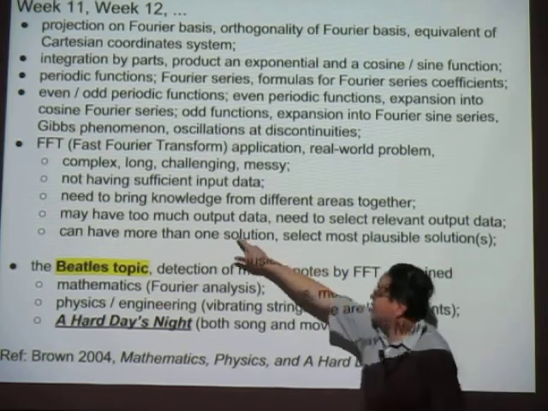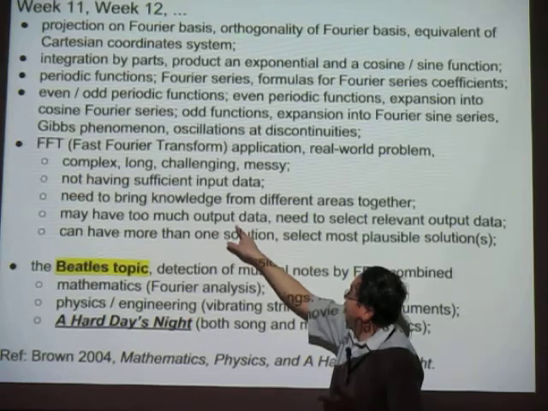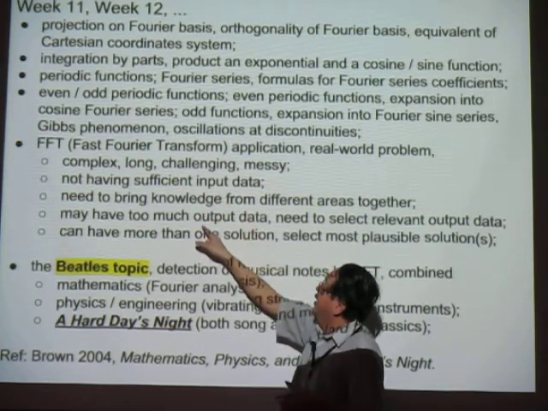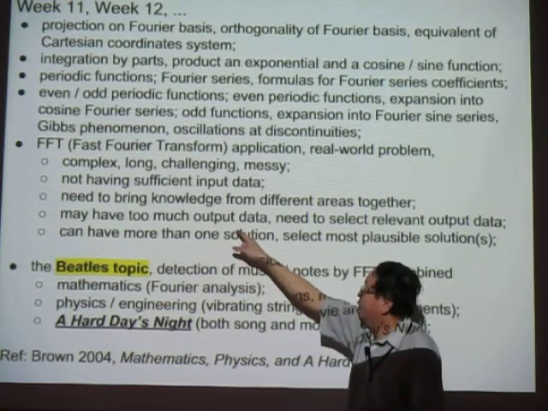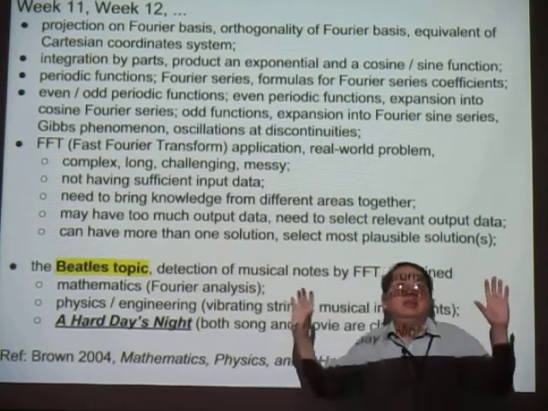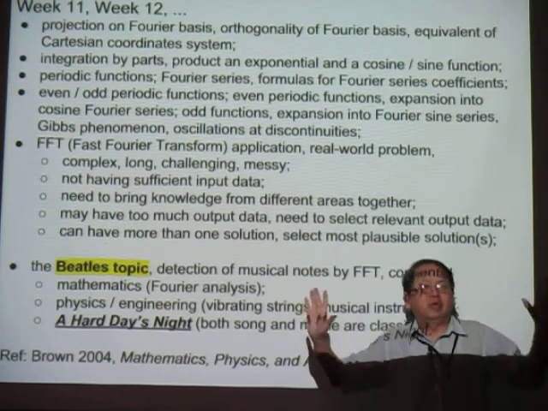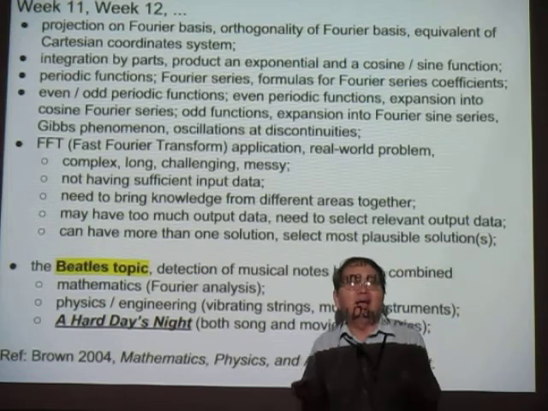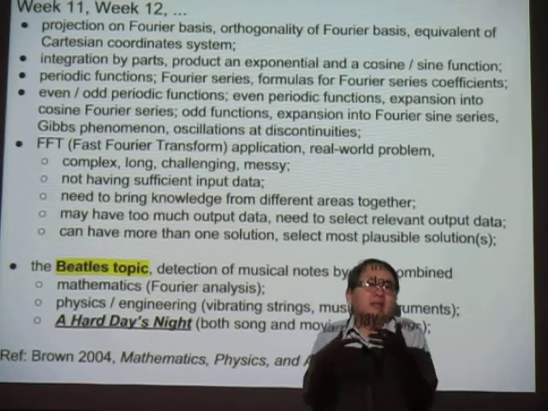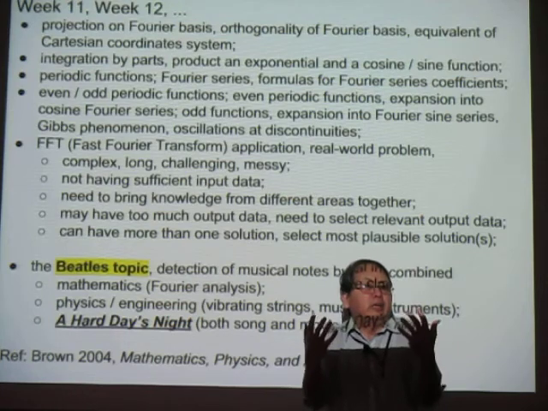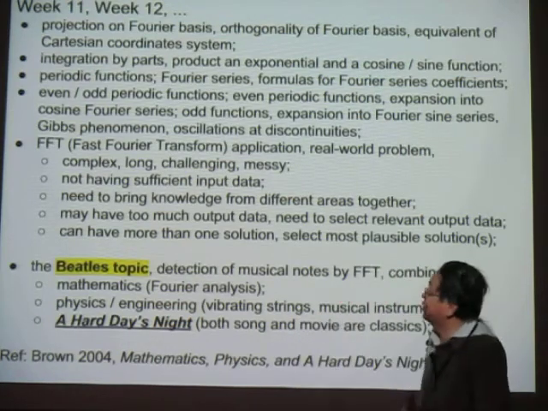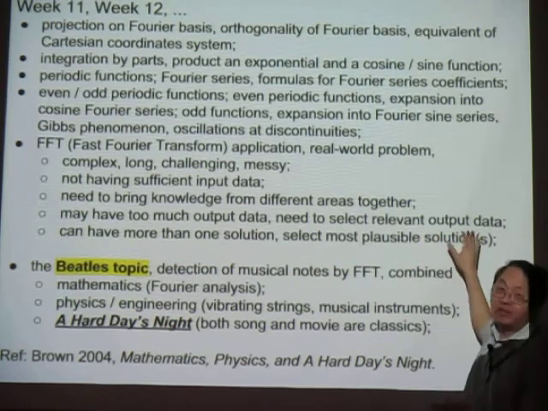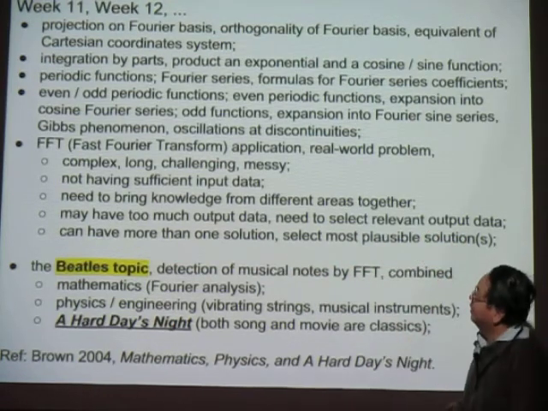Well, so here in this case, output, okay, above here you don't have enough input data, and here you have too much output data. What does it mean, output data? That's the fast Fourier transform spectrum. You have a wide range of frequencies and a lot of peaks. How do you eliminate things that are not essential in order to glean out the essential, right? So you may have too much output data, and need to select relevant output data for your analysis.